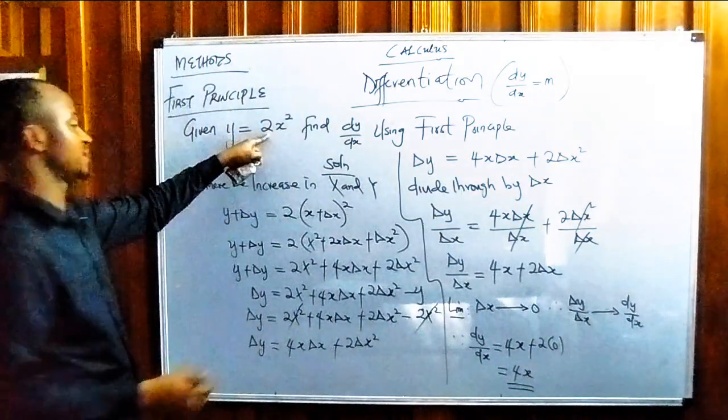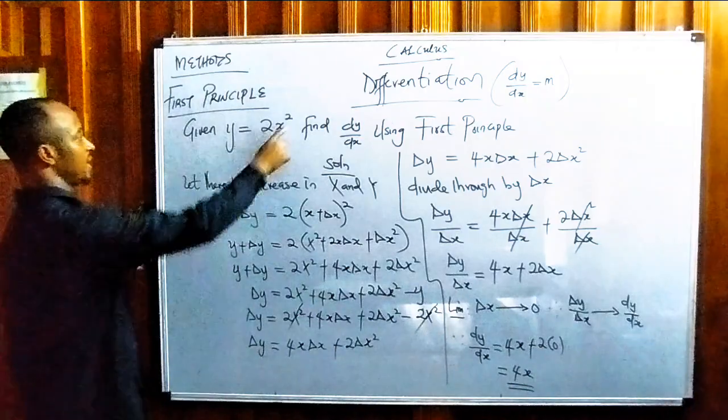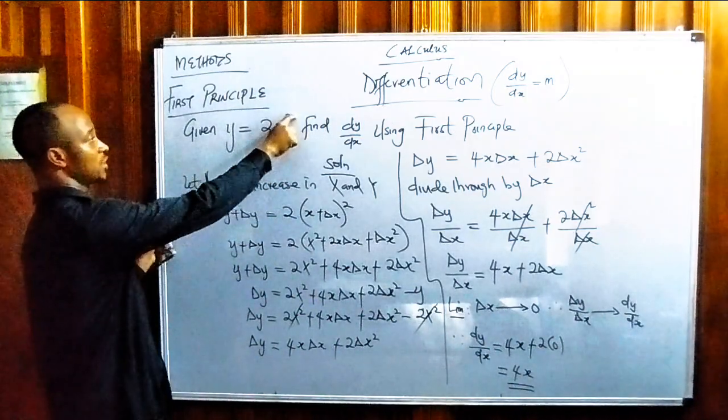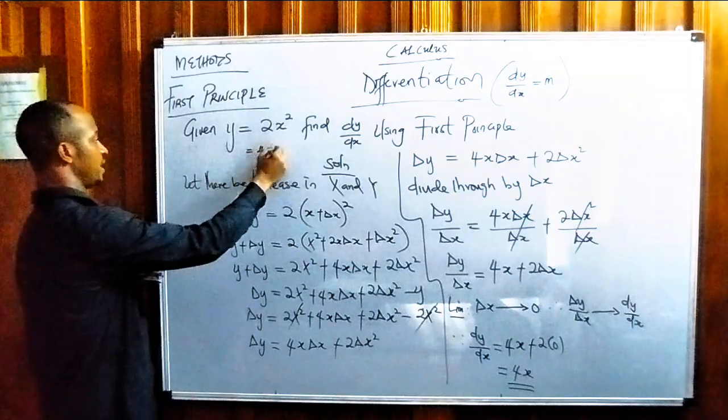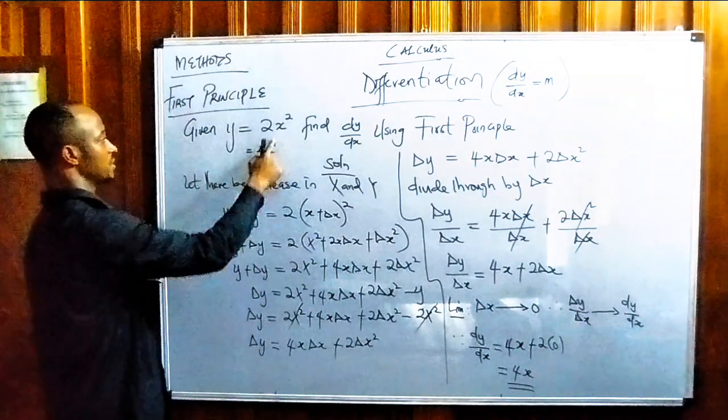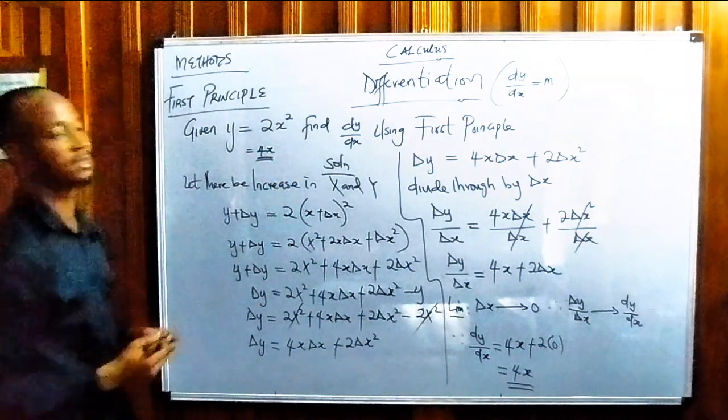If you look at this using the general method, when you multiply the power by 2, we have 4. Subtract 1 from the power, and we have 4x raised to power 1, which is the same as 4x.